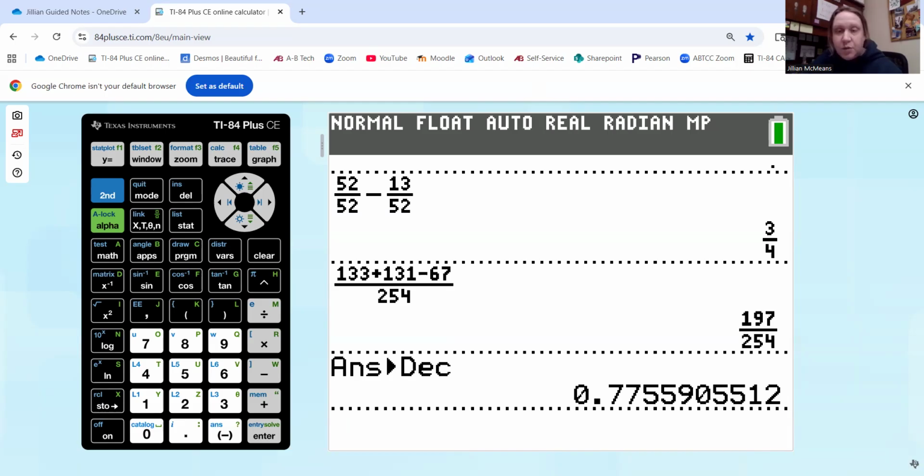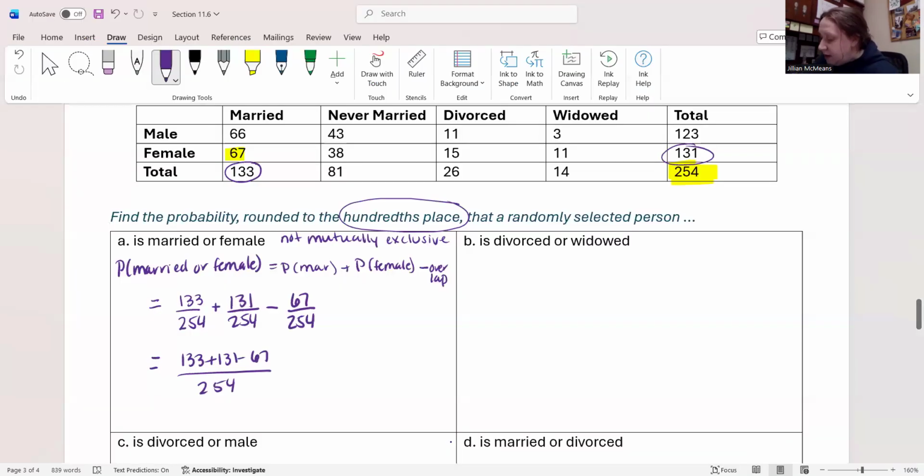So 0.77559, let's go to our worksheet really quick. We'll do the rounding once we get to the worksheet. So we ended up with 197 over 254, and we got 0.77559, blah, blah, blah. Well, the direction said round to the hundredth place, so 2 decimal places. That would be this second 7. To the right of that, we have a 5, which tells me to round up. That means the 7 becomes an 8, and then I chop everything after that off. So we would say this is approximately 0.78. So if I were to randomly select somebody from this table, the probability that they're married or female, 78% chance.